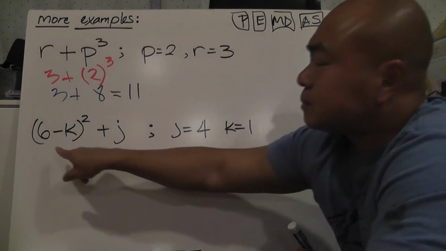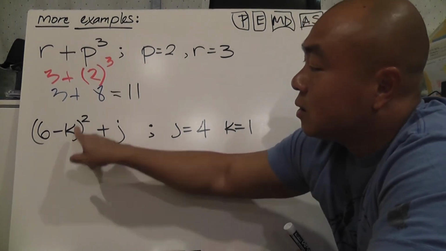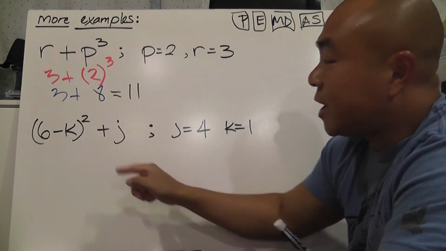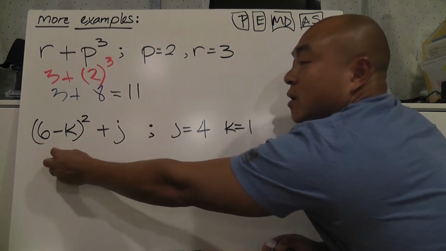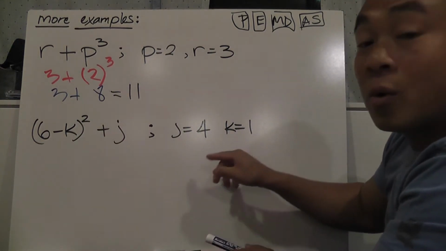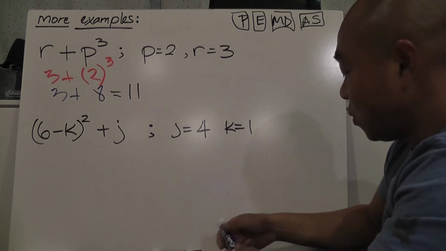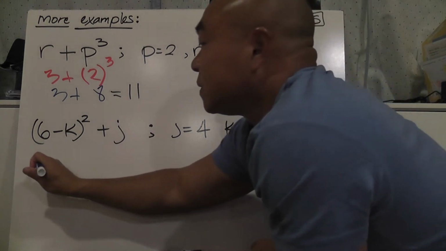Alright, next one. Here we have in parentheses 6 minus k to the second power plus j. And this means whatever we have here, we still have to go and put to the second power. So let's go ahead and plug in our 4 and the 1. So let's start off with the k, which is 1.